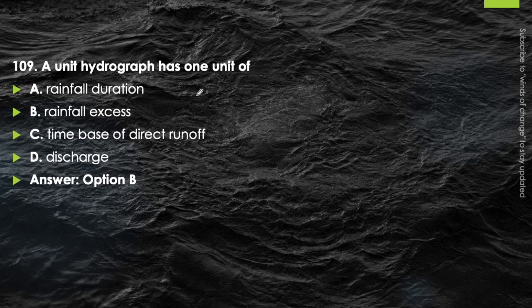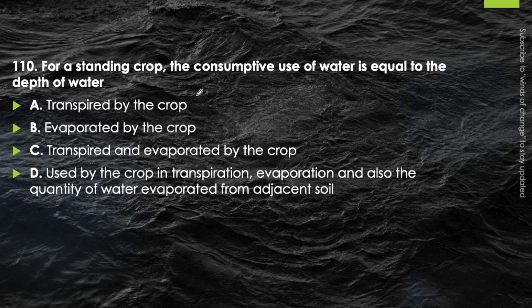Okay. Next question. For a standing crop, the consumptive use of the water is equal to the depth of water transpirated by the crop, evaporated by the crop, transpirated and evaporated by the crop, or used by the crop in transpiration, evaporation, and also the quantity of the water evaporated from the adjacent soils. So this question is also an easy one. For the standing crops, the consumptive use of water is the sum of all of these.